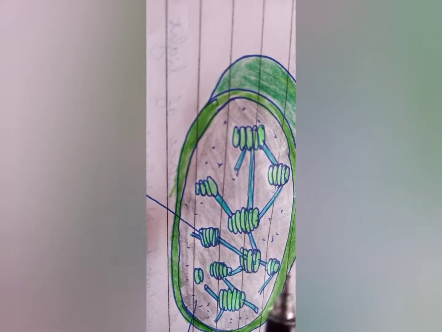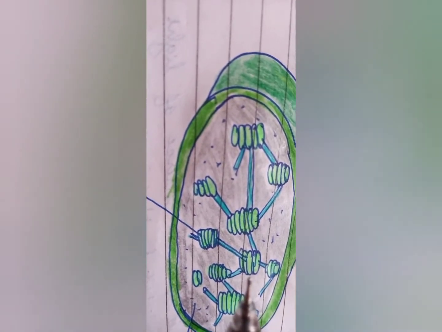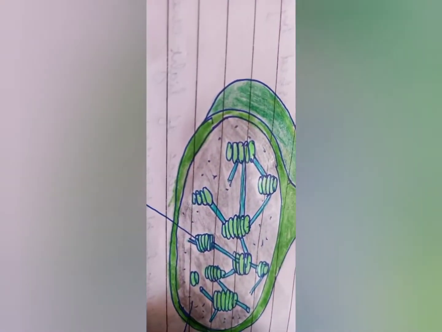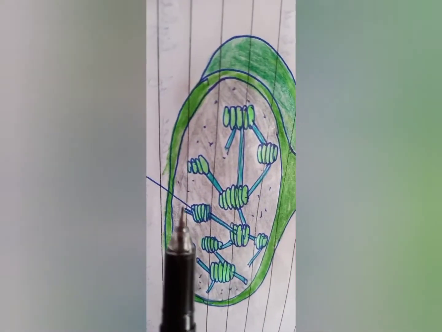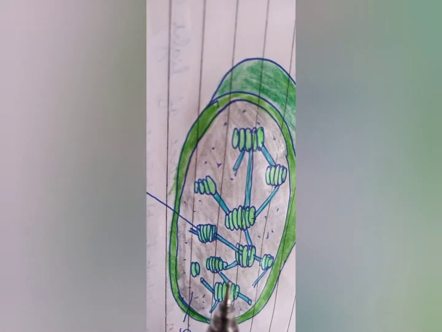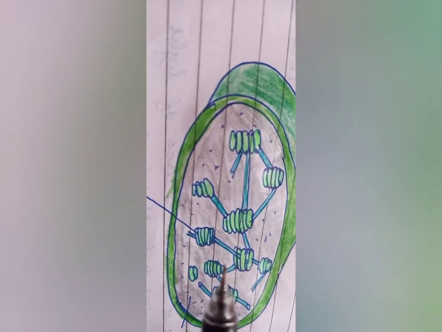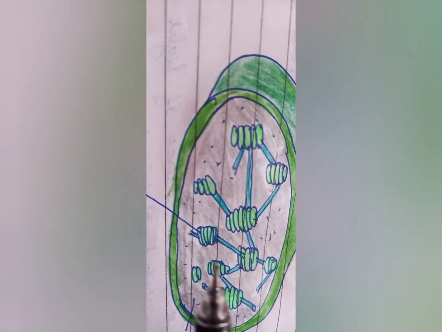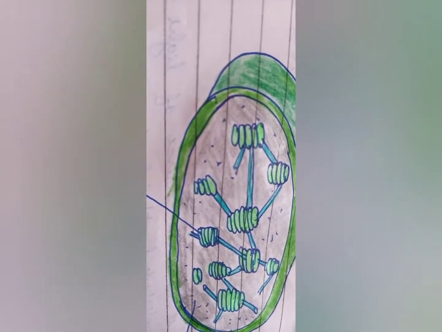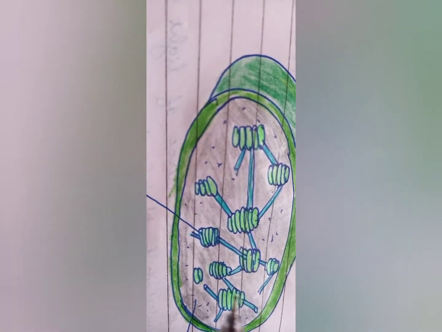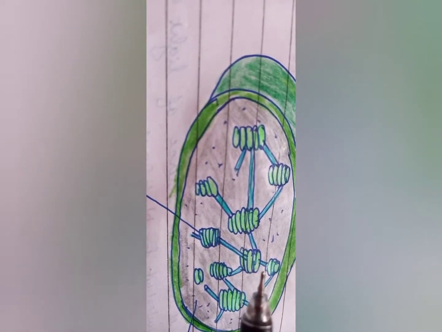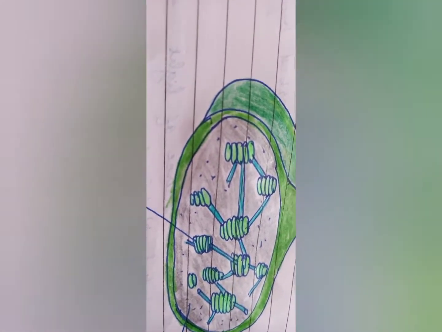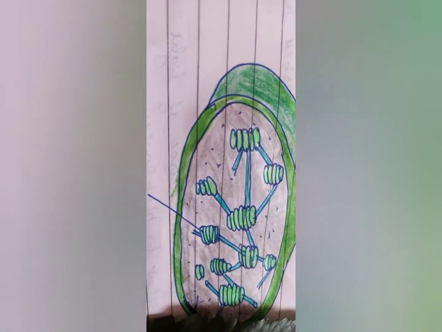The inner membrane of a chloroplast is folded into a disc-shaped sac called thylakoid. Thylakoids contain chlorophyll and other pigments that are arranged in stacks called grana. In plural form they are called grana. Grana are connected to each other and lie in a gel-like structure called stroma. So this is the structure.